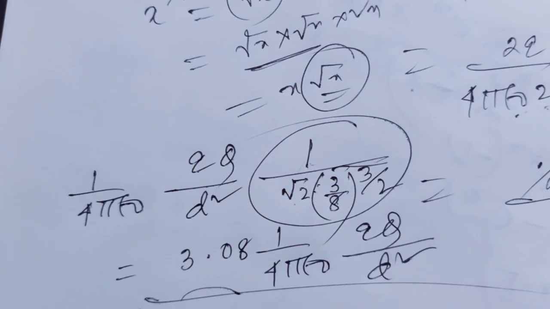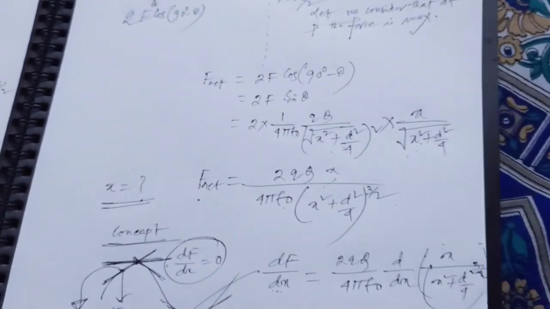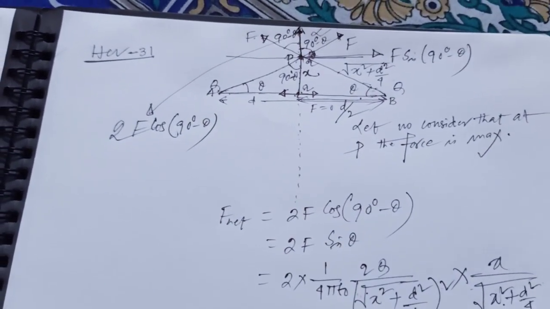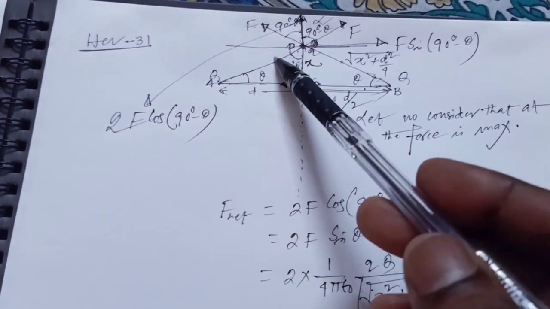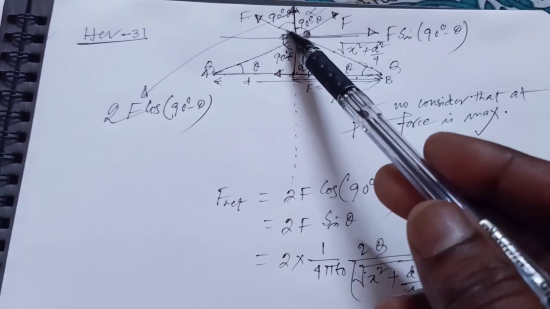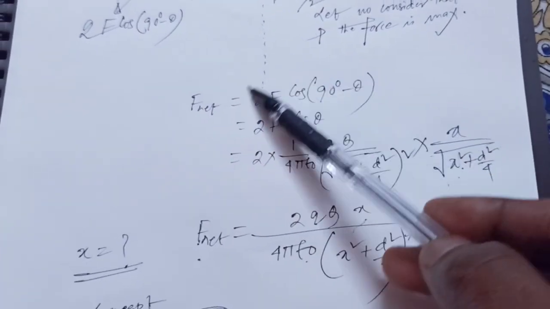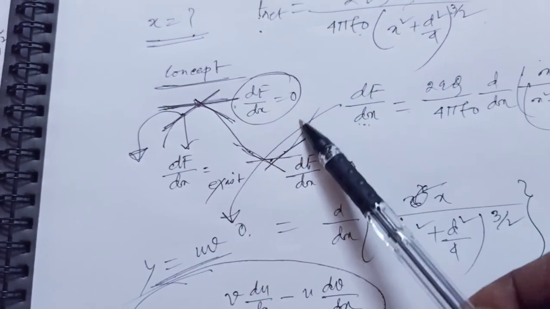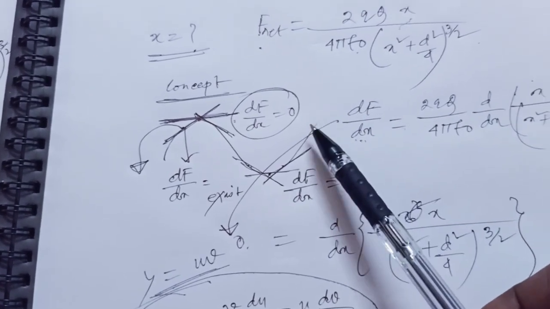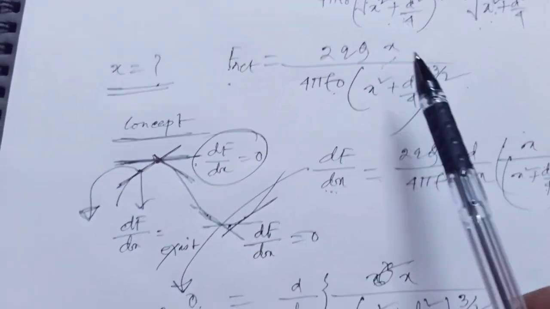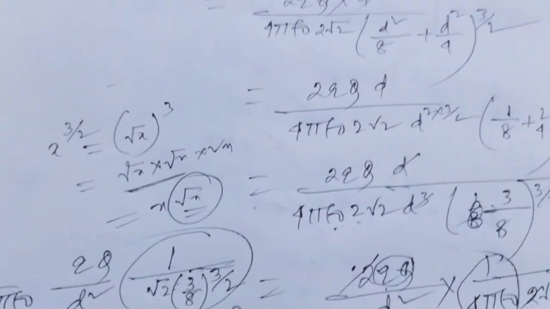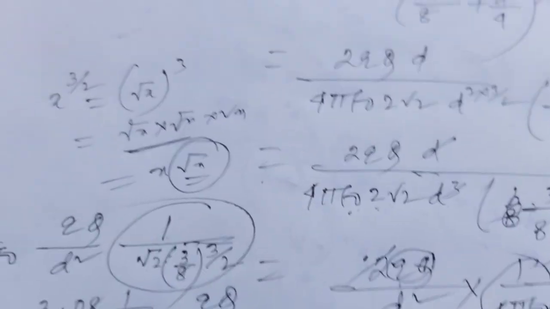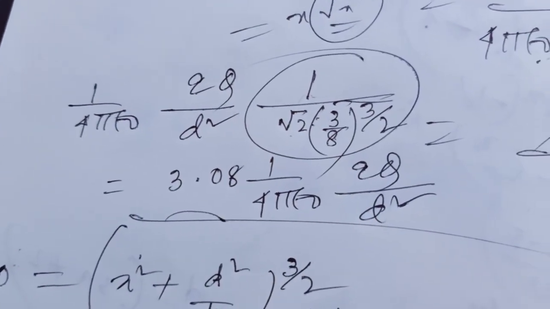So that particular total concept is only the component division. When that particular charge gives a force, then it is a cos component, and this is also a cos component. So the total force is this one, and you have to create your concepts about maxima and minima, that is at the maximum or minimum point the derivative is zero. So you have to take a derivative of this force and set it equal to 0, and you can get the value of x, that is d by root 2. And if we place this value in place of x, then we get the maximum force, that is 3.08 1 by 4 pi epsilon naught QQ by D square.